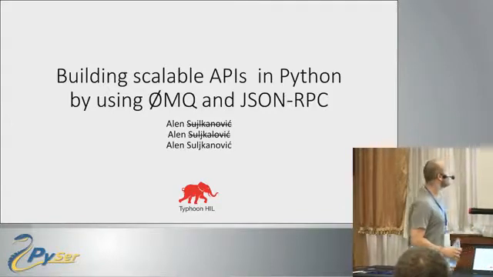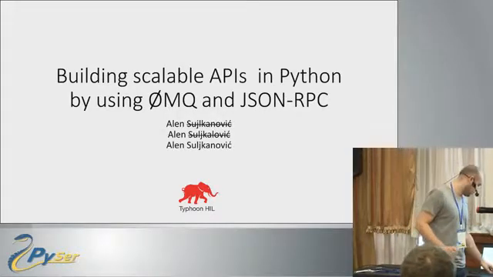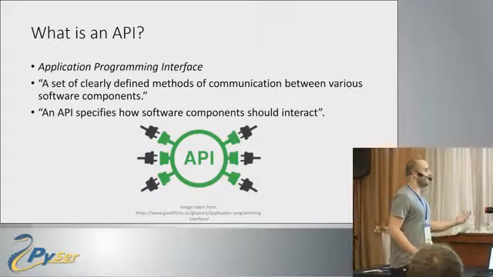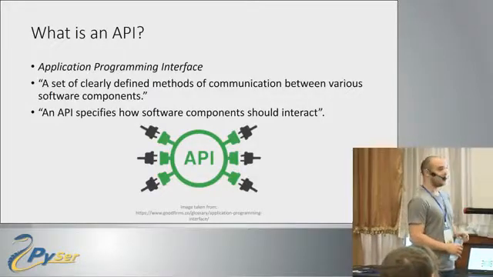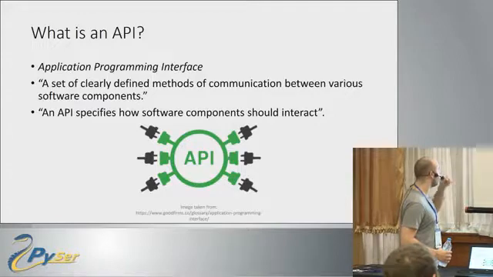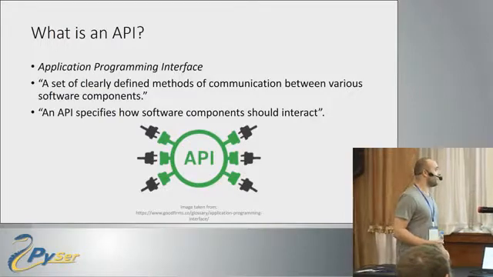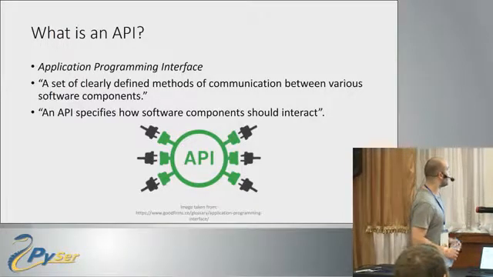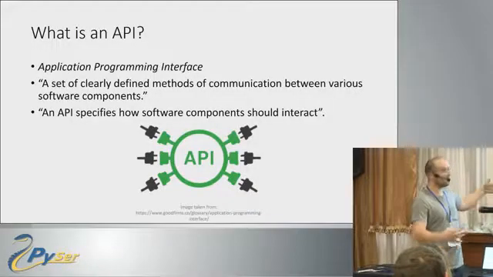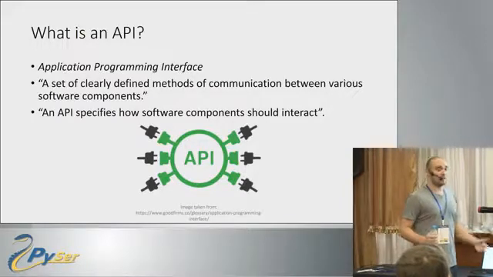So today I'm going to talk about building scalable APIs in Python with ZMQ and JSON RPC. So let's start with the definition. What is an actual API? We all know what it is, we use it every day, and it stands for Application Programming Interface. As Wikipedia says, it's a set of clearly defined methods of communication between various software components. If you take a look at this picture, an API helps the left side and right side communicate by providing an interface between them that is kind of standardized.